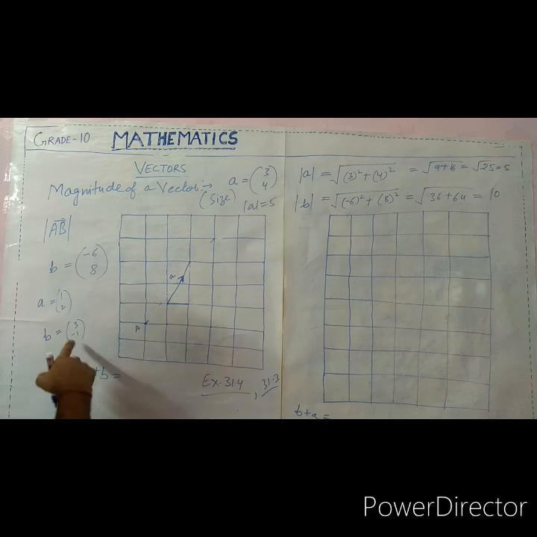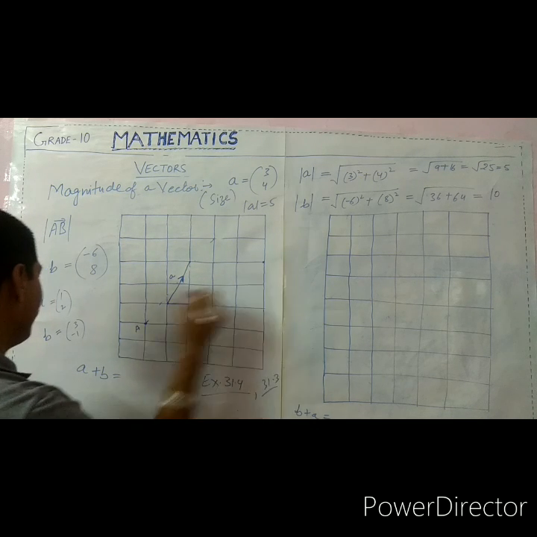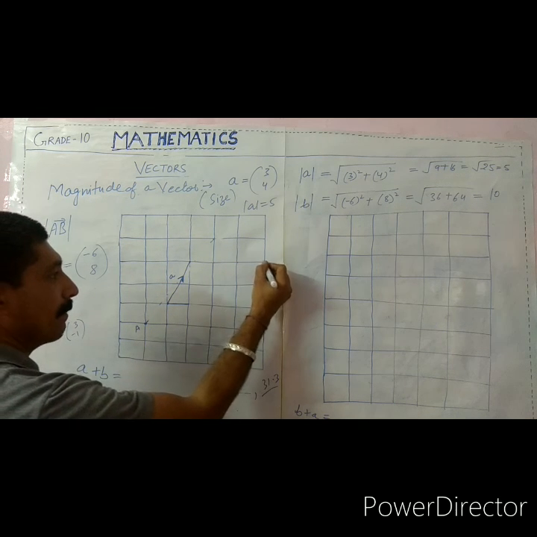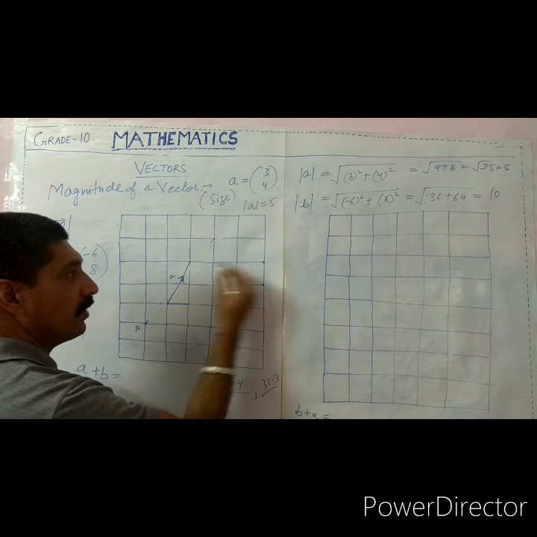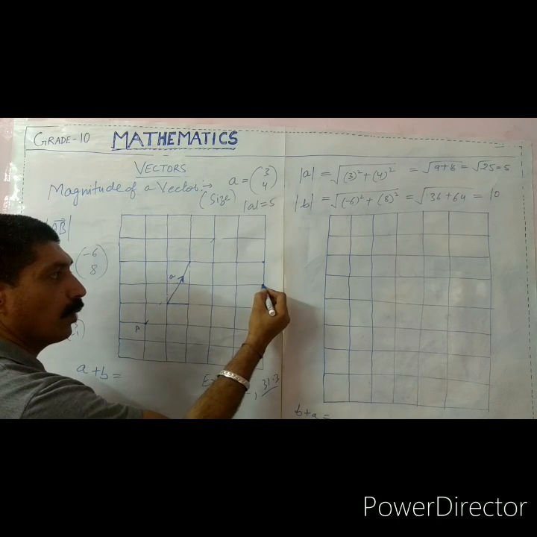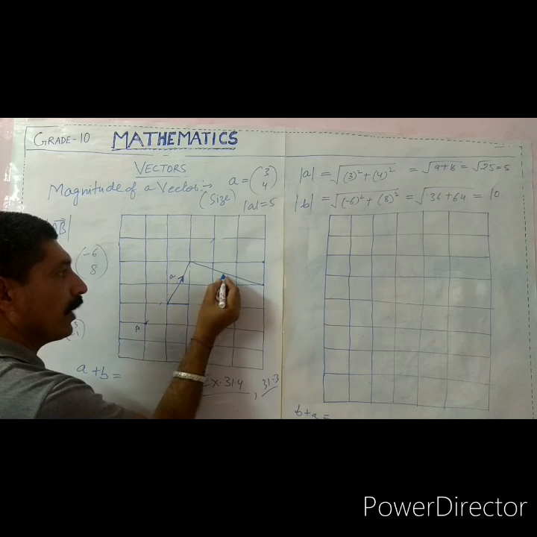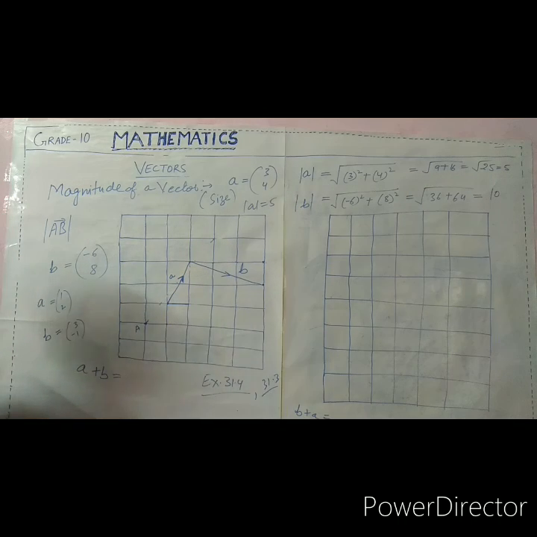Now B is 3 (1, 2, 3), and Y is minus 1. So Y is minus 1 here. X component 3 (1, 2, 3), and Y is minus 1. So this vector here is vector B. We will denote vector B here.